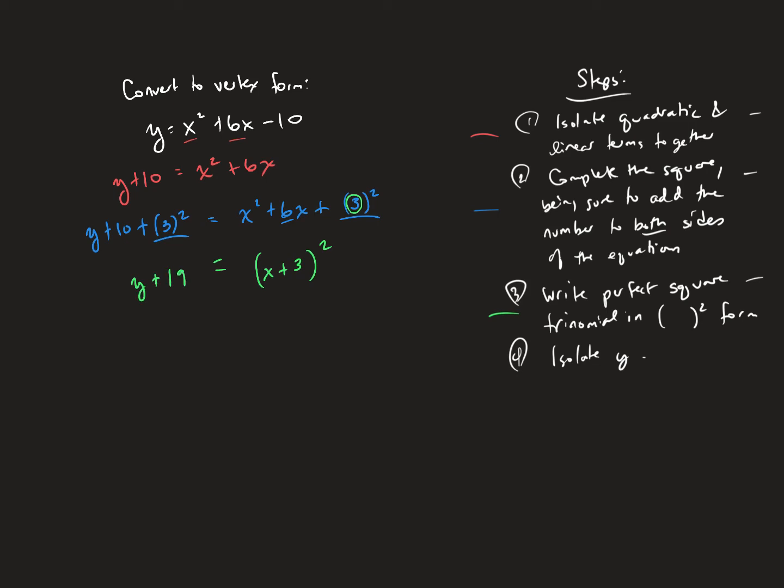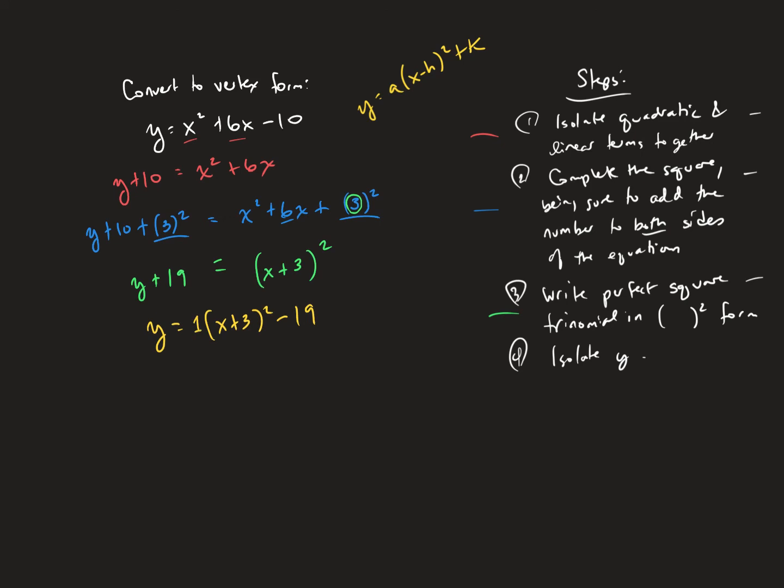Now in this case, we're just trying to get this in vertex form. And in vertex form, if you remember, it looks like y equals a times x minus h quantity squared plus k. All we have to do to get this in vertex form is to get the y by itself. So if I subtract 19 from both sides, you can see that this is in vertex form when my a happens to be 1, my vertex is -3, -19.